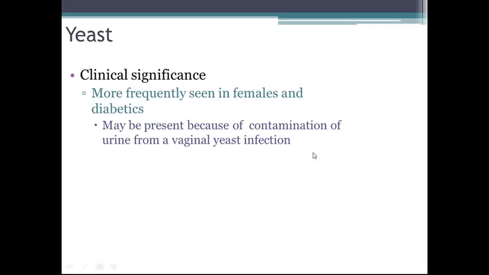Yeast, the clinical significance: more frequently seen in females and diabetics. In diabetics, due to the sugar, the yeast like to feed off that. Females will oftentimes have a higher incidence of yeast due to the moisture in the vaginal area. And yeast might be present because of contamination of urine from a vaginal yeast infection.